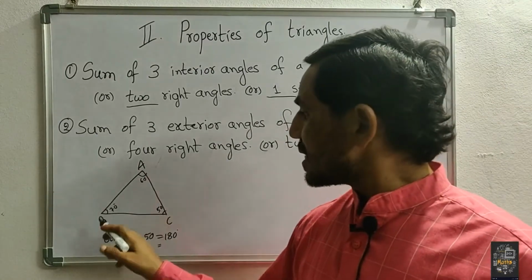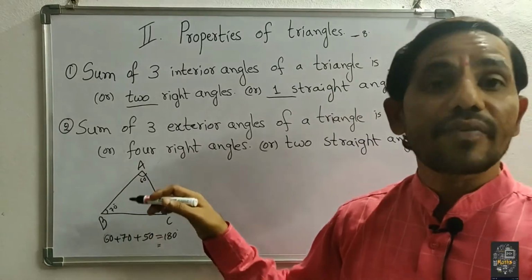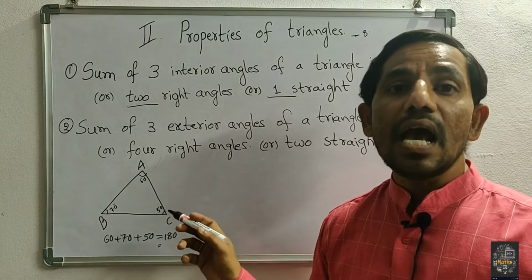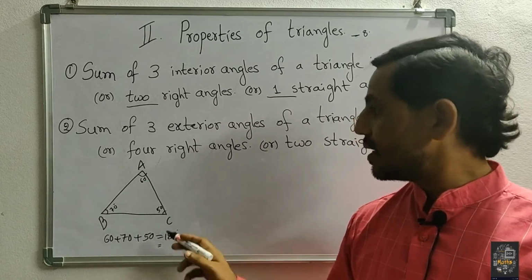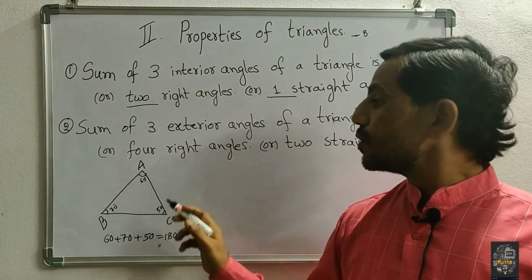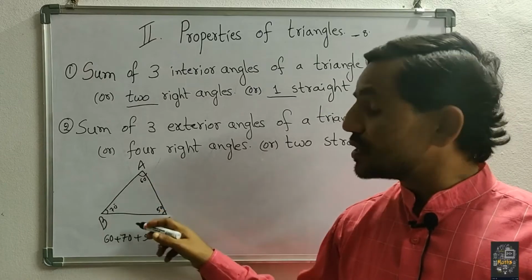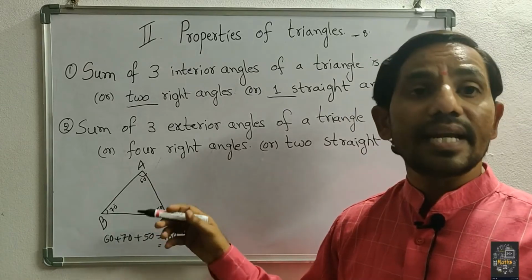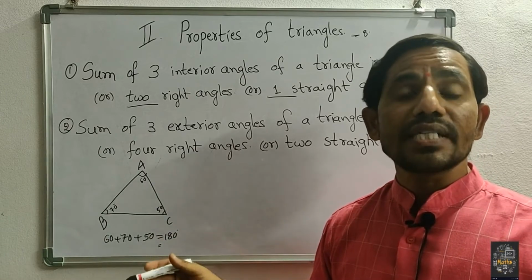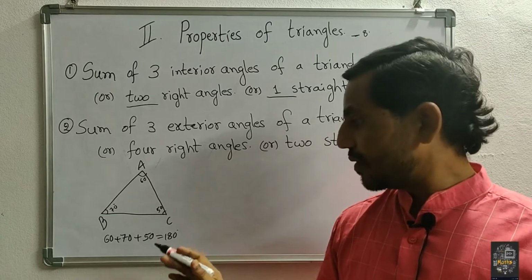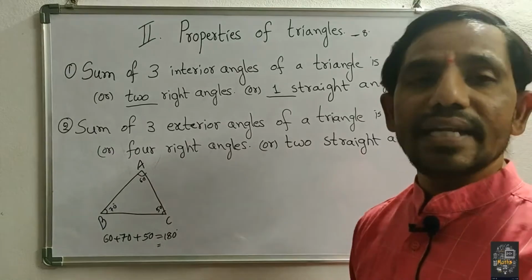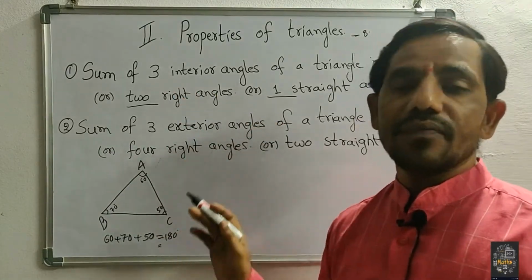So here in this triangle ABC, which type of triangle is this? It is an acute angled triangle, because each angle is less than 90 degrees. That is according to angles. And according to sides, this is a scalene triangle, because all sides are different, meaning no two sides are equal. So here 60 plus 70 plus 50 is equal to 180 degrees. This is the first property of the triangle.